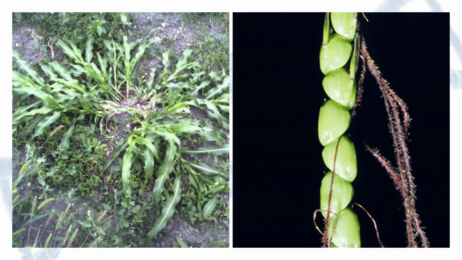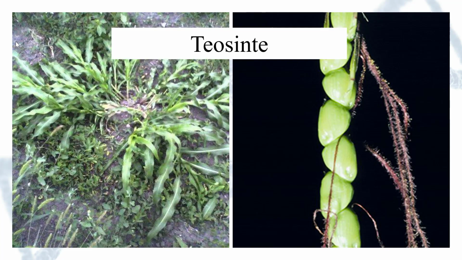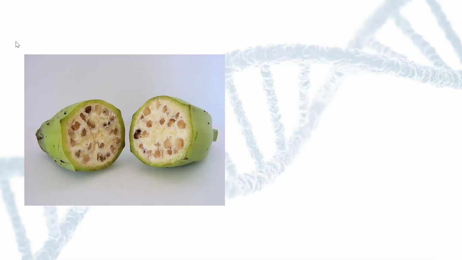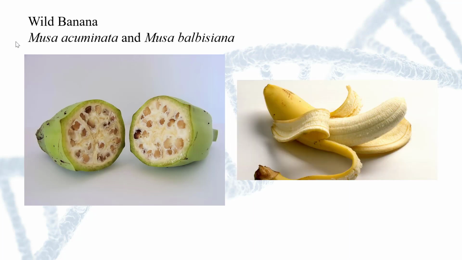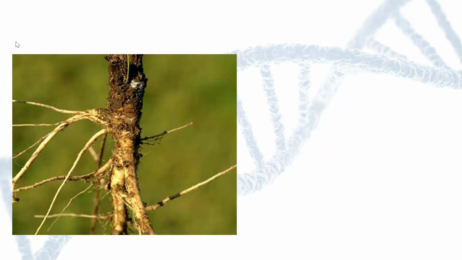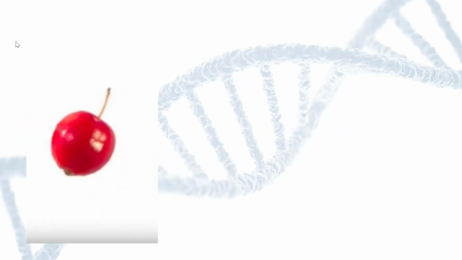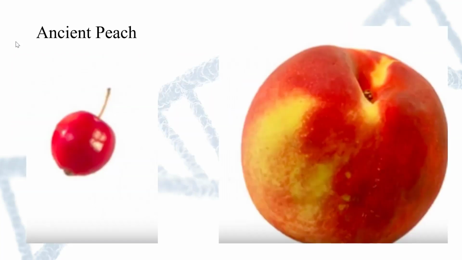Well, this is Hyacinthe, and that is the ancestral or wild relative to corn, right? It's what we think we developed corn from, or something similar to it. How about that? Any guesses? Well, that is the wild banana. And then that is the wild carrot. And that little thing there is the ancient peach, right?